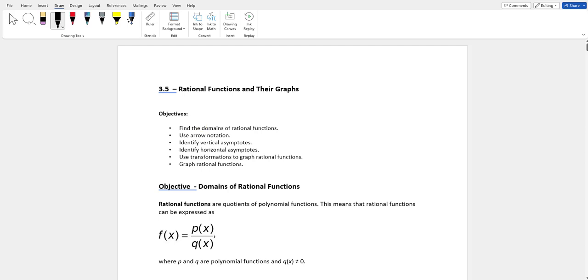In this video, we're going to talk about rational functions and their graphs. We're going to find the domains of rational functions, use arrow notation, identify vertical asymptotes as well as horizontal asymptotes, use transformations to graph rational functions, and graph rational functions.